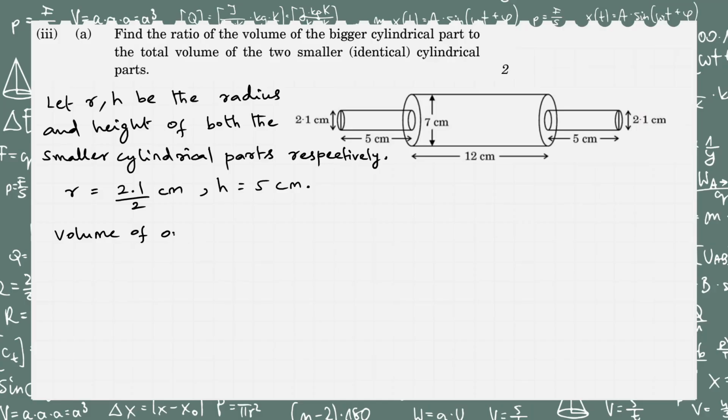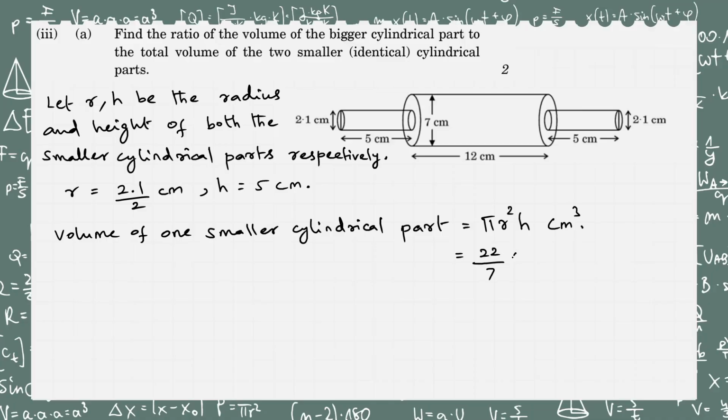Volume of one smaller cylindrical part equals pi r square h, the formula as usual, in centimeter cube. So that will be 22 by 7 into 2.1 by 2 into 2.1 by 2. R square we have to put, and h is 5. If required, we can write this 2.1 as 21 by 10. So let us do that also.